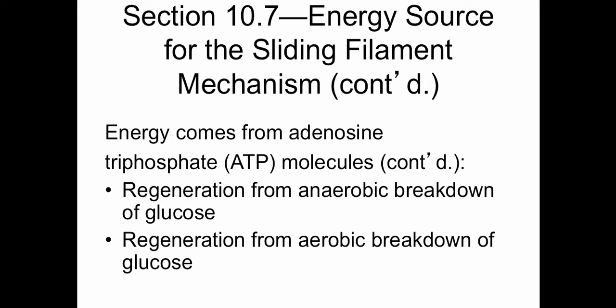Aerobic and anaerobic mean the presence or absence of oxygen. Aerobic is when oxygen is present in the chemical breakdown, and anaerobic is when there is no oxygen present.